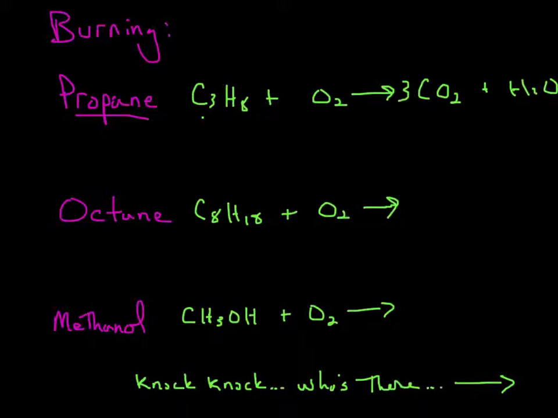Now if I need to balance this, I have got 3 carbons and only 1 here, so I think I'm going to put a 3 there. Got 8 hydrogens. That means I need to put a 4 there. 4 times 2 is going to give me 8 hydrogens. Now I have 4 oxygens, and 3 times 2 is 6. 4 plus 6 is 10. I'm going to put a 5 there, and this is balanced now.